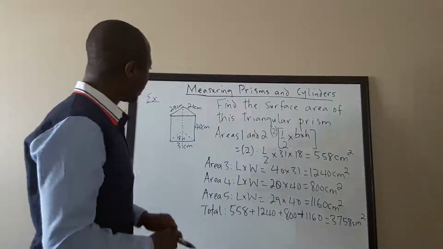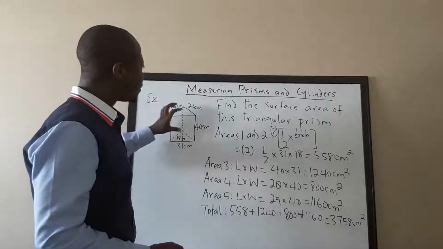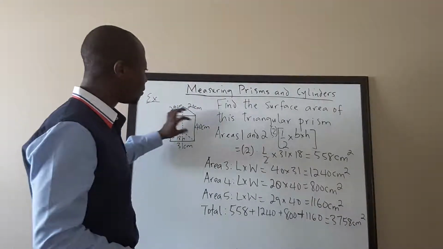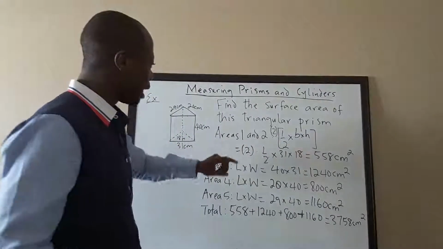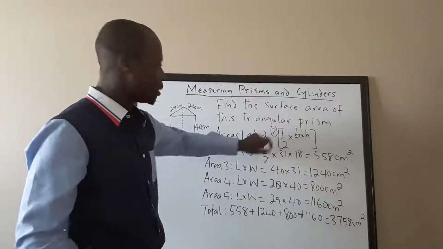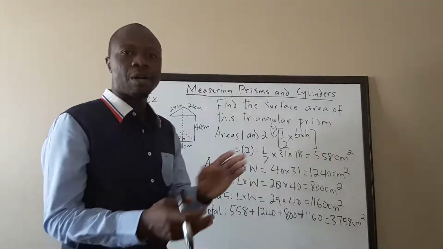So basically, you have 5 different faces. You're finding the area for each of the 5 faces. Note that these 2 triangles are the same, so I'm just doing 1 and 2 together, multiplied by 2. And then I find areas 3, 4, 5. Then I combine them all.